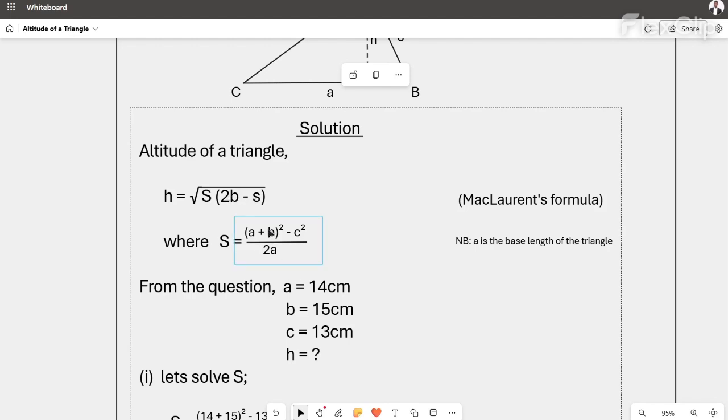So any value used for B here is exactly the same value you're going to use for B when solving for H. And any value used as A here, this 2A, all over 2A, any value you plug in as A is the base length of that triangle whose altitude, or height in other words, you are to find.